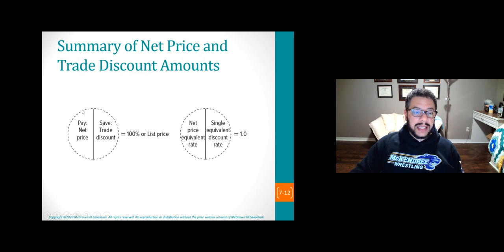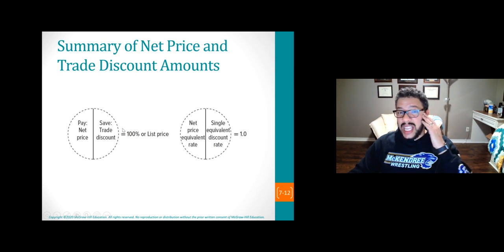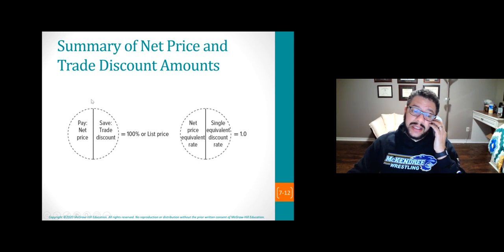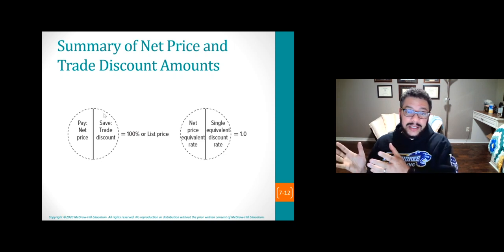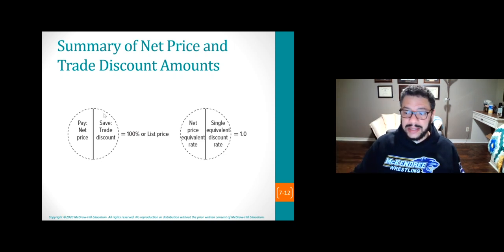Okay, so keep in mind that the net price is how much we pay. The discount is how much we actually save. So when we think about it from those perspectives, the net price equivalent rate is the rate that tells us how much we're going to pay. And the single equivalent discount rate is the amount that tells us how much we're going to save. And of course, if we're going to pay it, then we subtract that from the whole cost to tell us how much we save. That only makes sense.